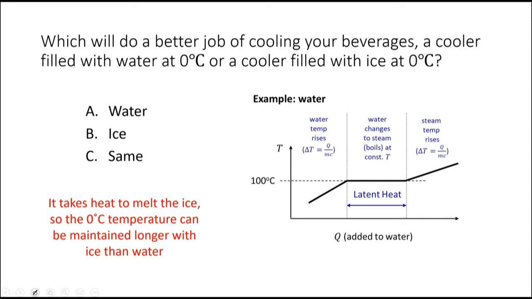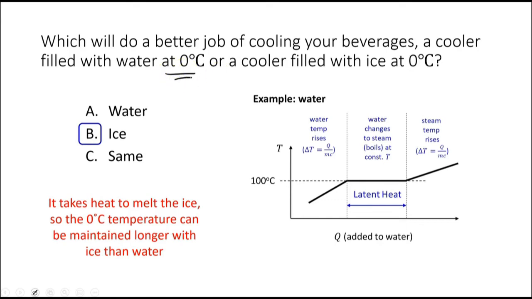Whereas if you start with just water at 0 degrees C, then all of the heat that's being taken from those warmer beverages is all going to go into heating up the water. And so you'll reach the same temperature more quickly than if you had started with ice. And so ice is going to do the better job of cooling down your warm beverages. It's going to do a better job than water, even though they're both starting at the same starting temperature of 0 degrees Celsius.